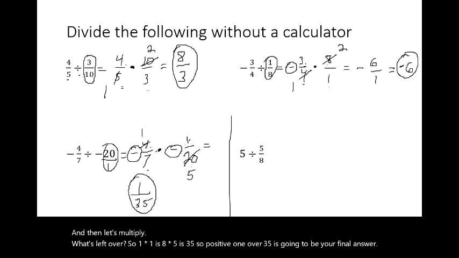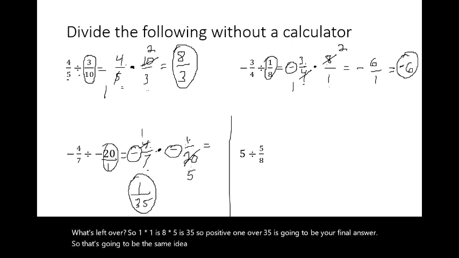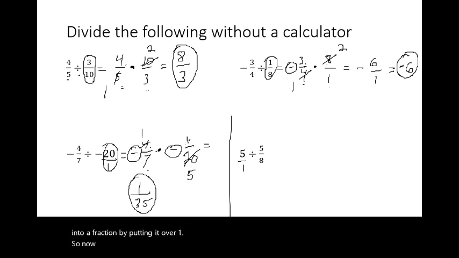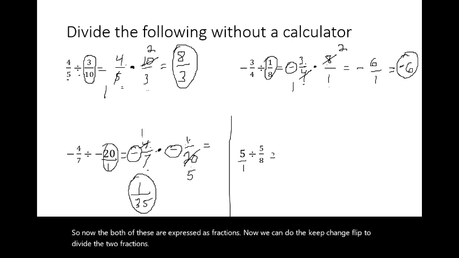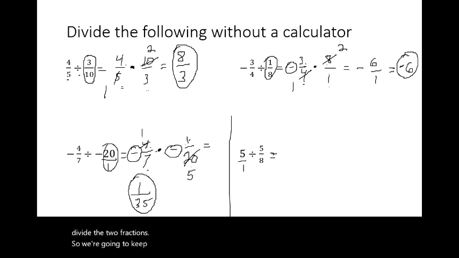So that's going to be the same idea for this next one. We are going to instantly turn the number 5 into a fraction by putting it over 1. So now that both of these are expressed as fractions, now we can do the keep, change, flip to divide the two fractions. So we are going to keep the first fraction as it is, 5 over 1.